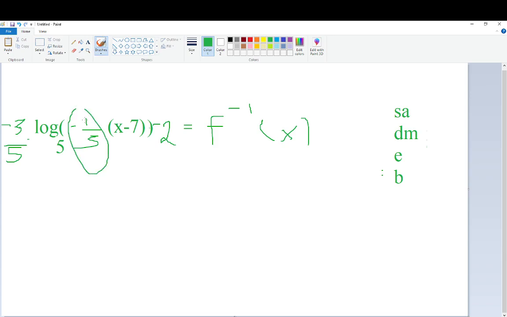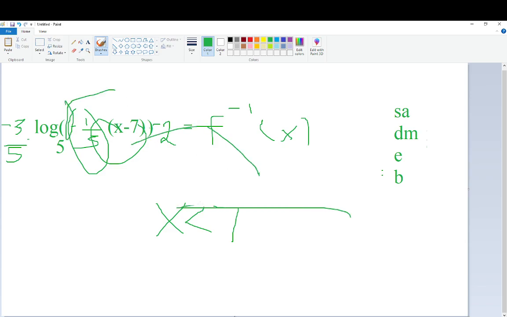Because this is a reflection in the y and it's moved 7 to the right, the domain is now x is smaller than 7. So move 7 to the right, but then this negative number means I have to change the sides. So normally without that negative, it would be x is bigger than 7. With that negative, it's x is smaller than 7.